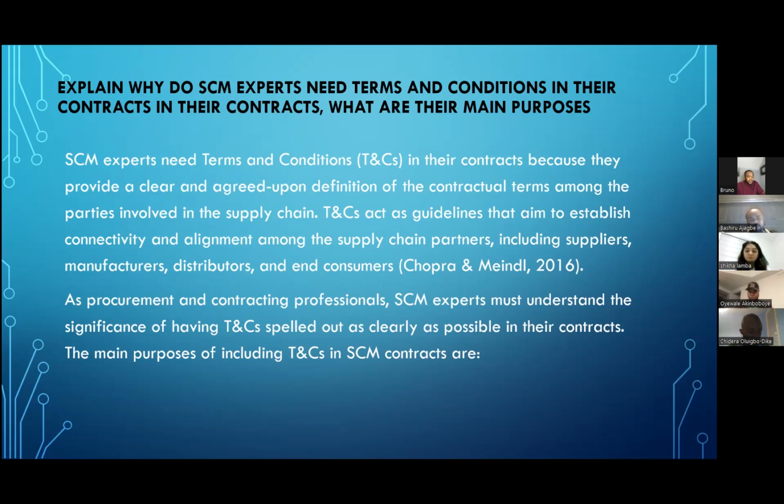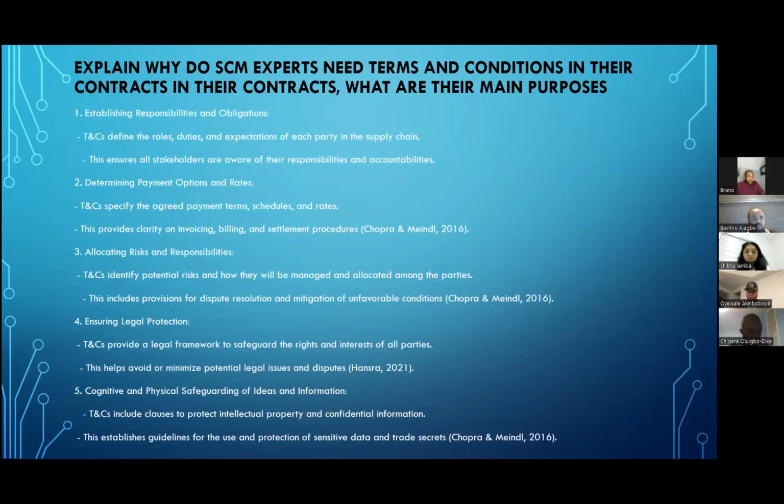As procurement and contract professionals, supply experts must understand the significance of having terms and conditions spelled out as clearly as possible in their contracts. The main purpose of including these terms and conditions is very simple. One, it establishes responsibility and obligations. It allows them to determine the payment options, the rates, and also to allocate responsibilities: who is going to do what, how, and when it is going to be done. It also ensures legal practitioners understand the needs, and ensures legal protection.